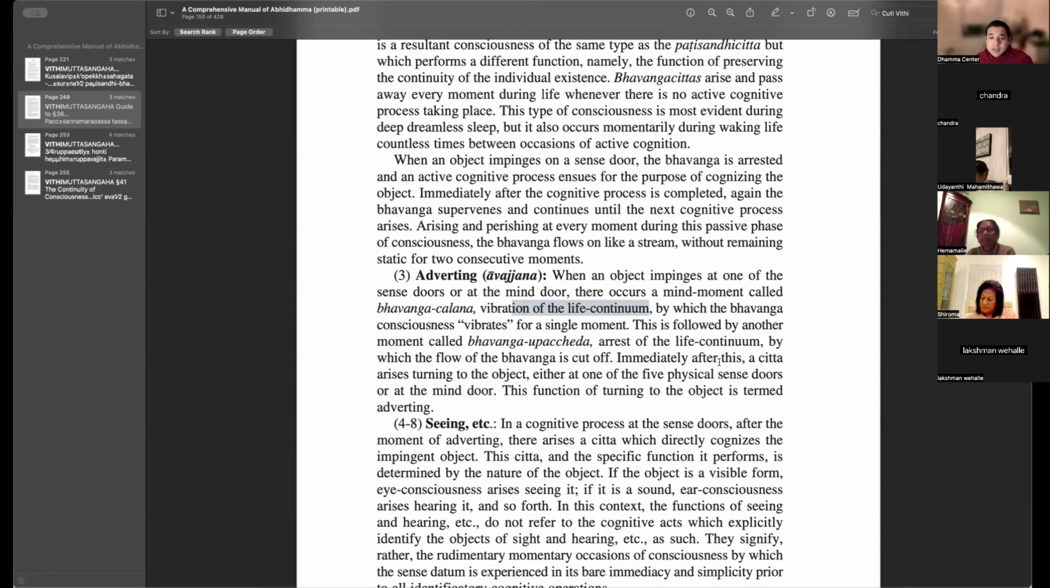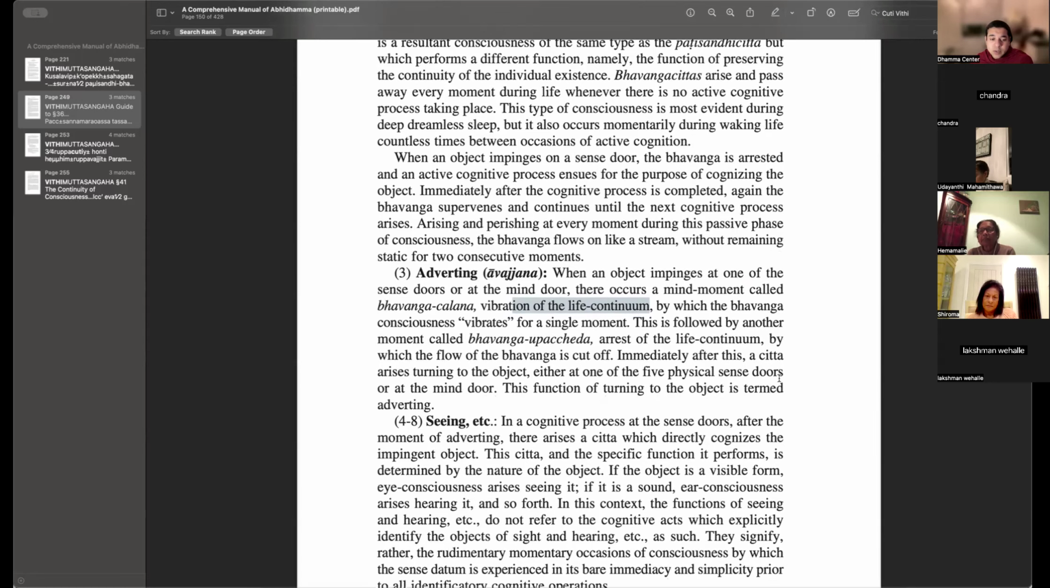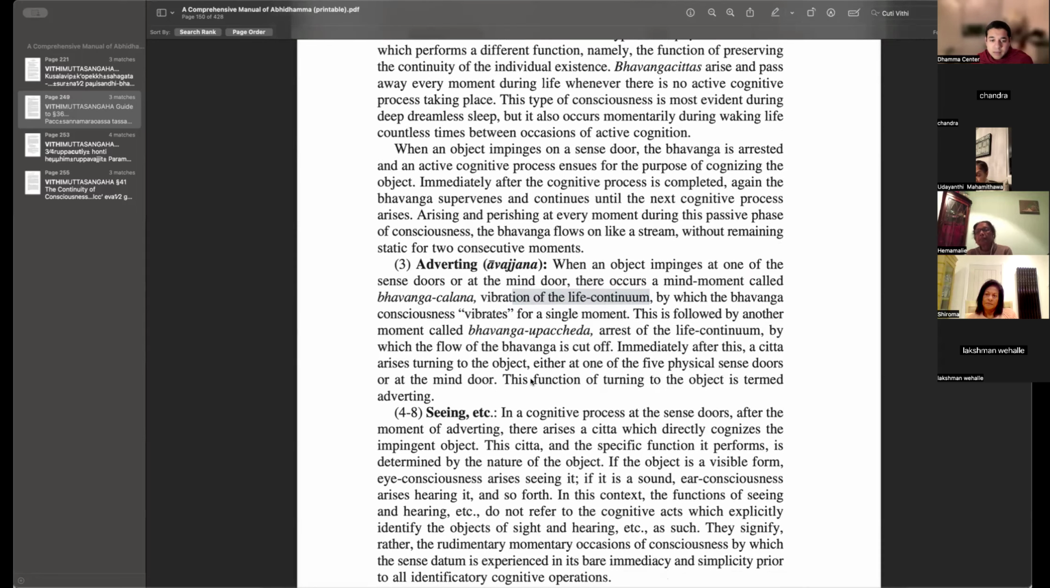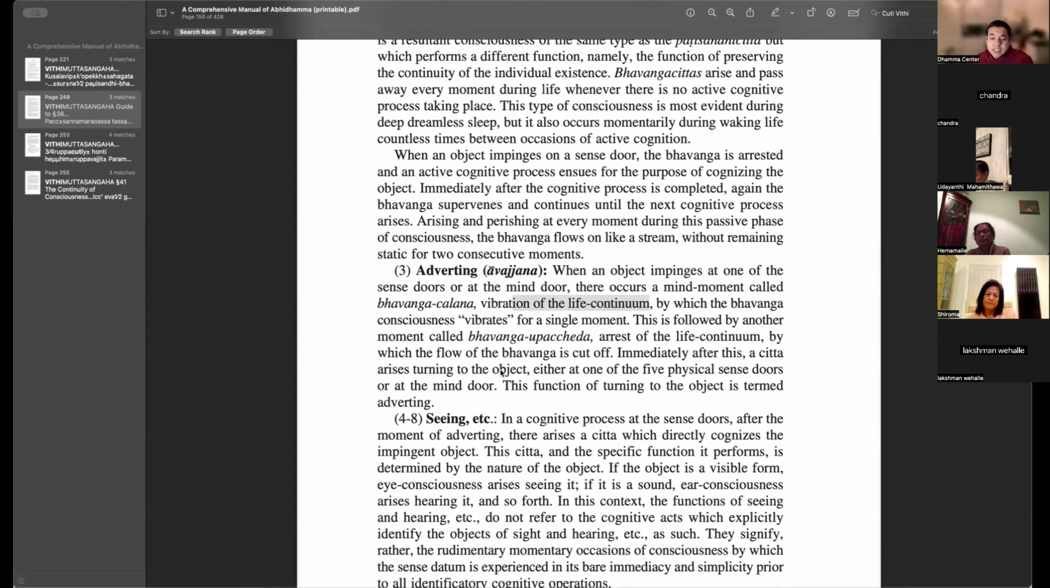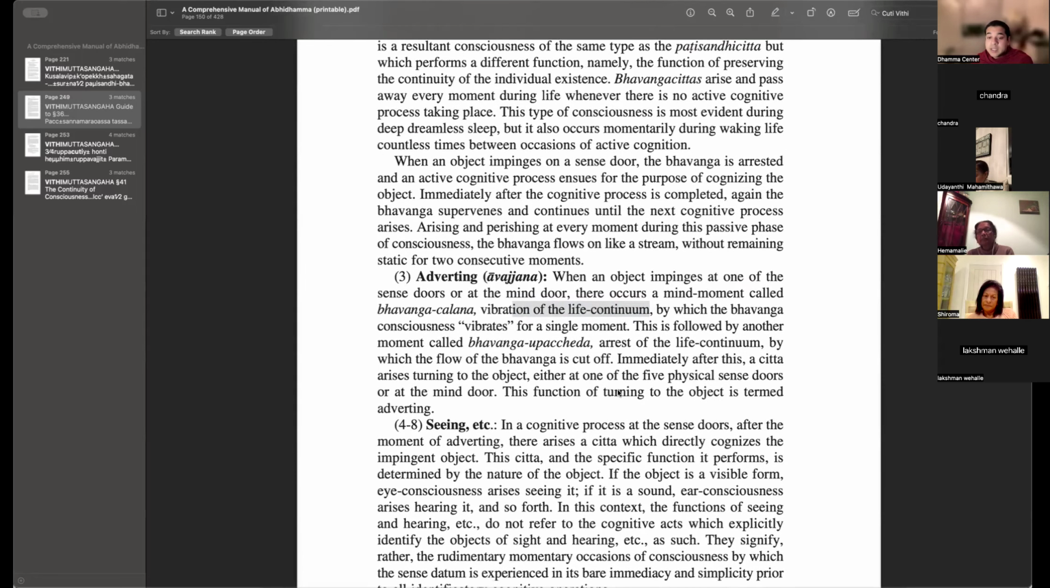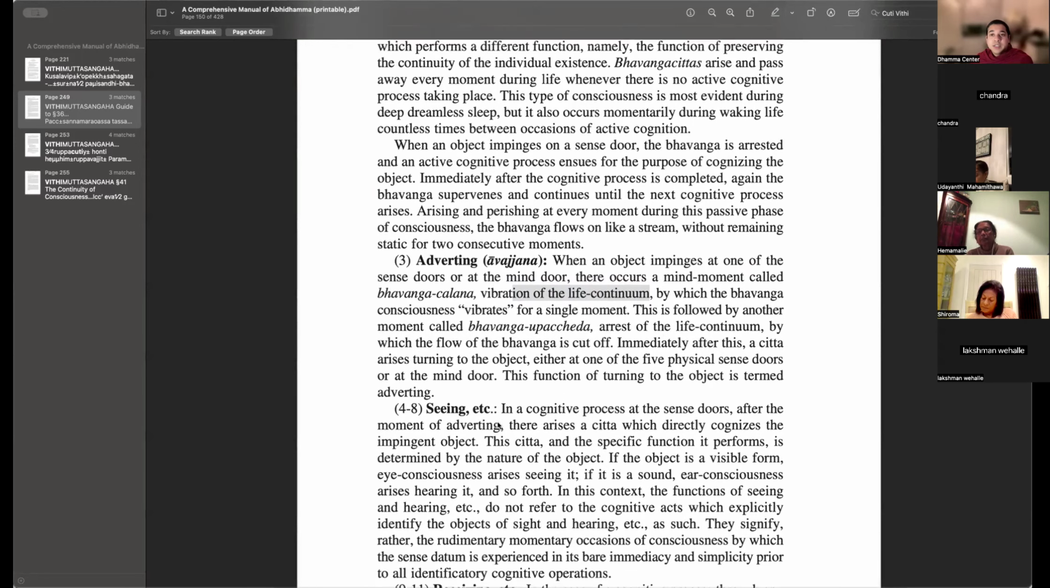Immediately after this, a chitta arises turning to the object, either at one of the 5 physical sense doors or at the mind door. So it can be the panchadvara avajjana chitta or the manodvara avajjana chitta. But in both instances, what it does is turn to the object, the avajjana function. Any questions, anyone?